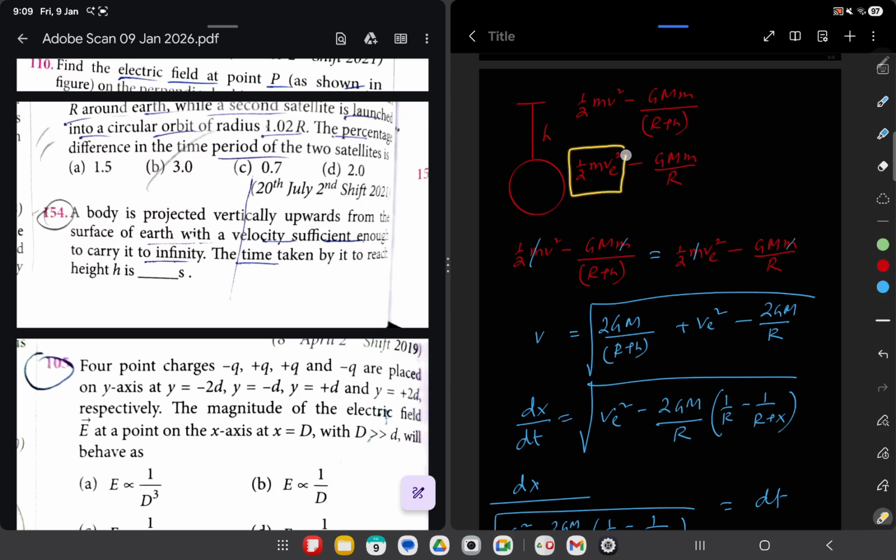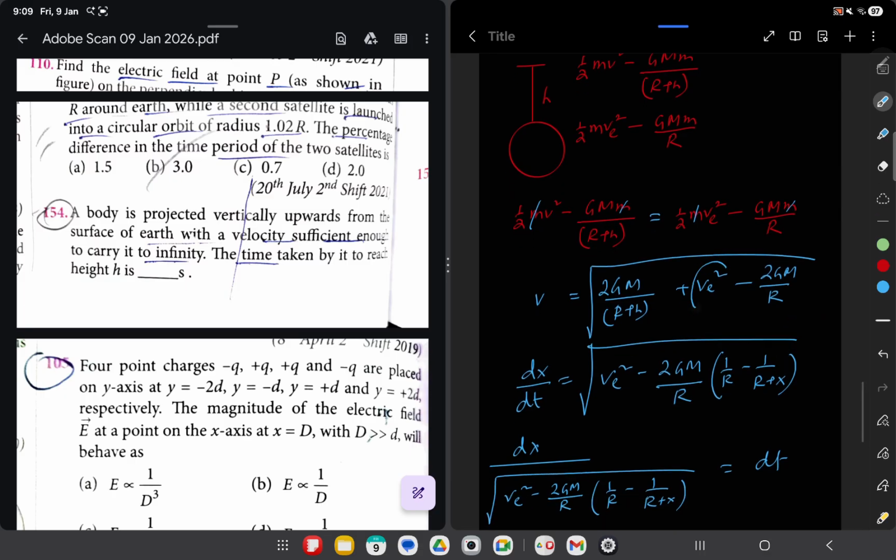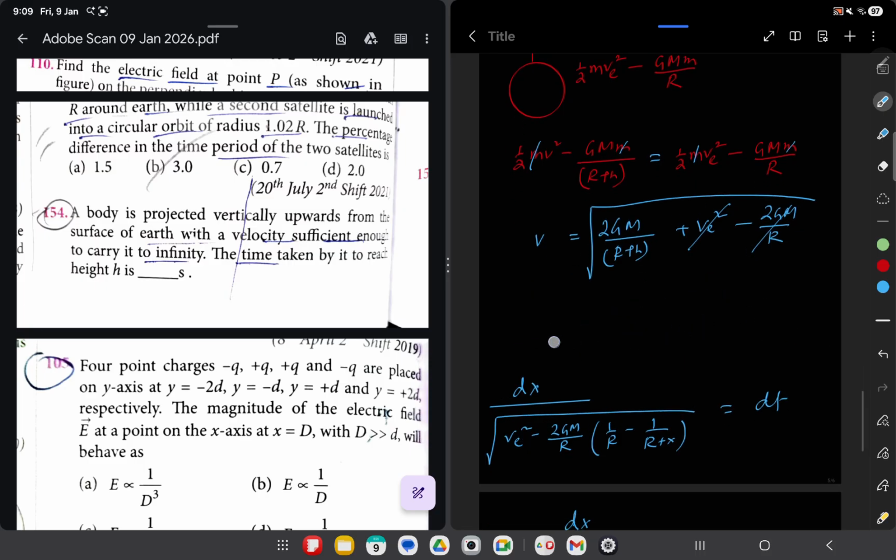So the velocity you may write as VE. V is the escape velocity, and for this one the energy will be half mv square minus GM by r plus h. If you equate these two, you'll be getting the value of V, and VE is root over 2GM by r. So you will be cancelling out this one. No need to write all these things.